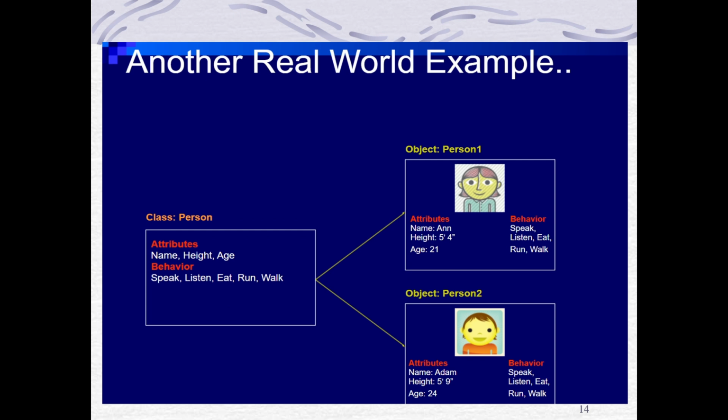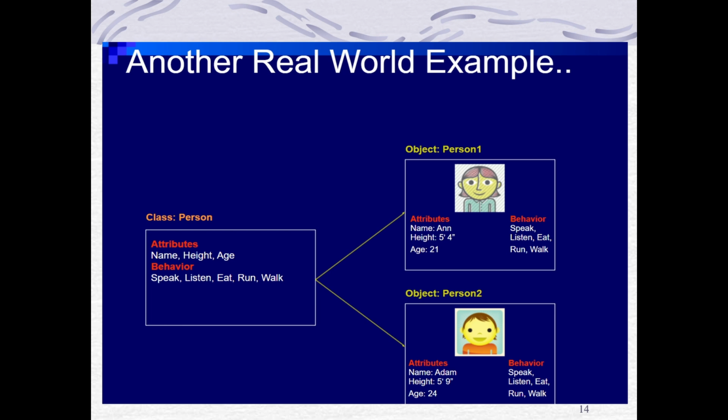Another example we are considering as a class is a person. Here person 1 is the object. The name is Annie, height 5.4 and age 21. The next person, the second object, is Adam. Here height is 5.9 and age is 24. So the two objects are created from the same attributes and behavior.